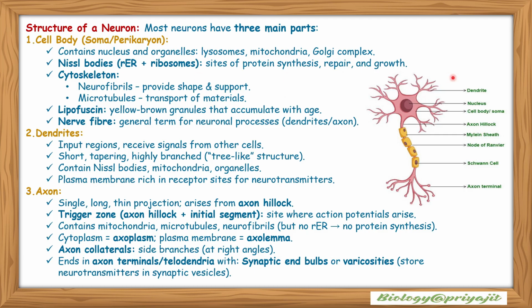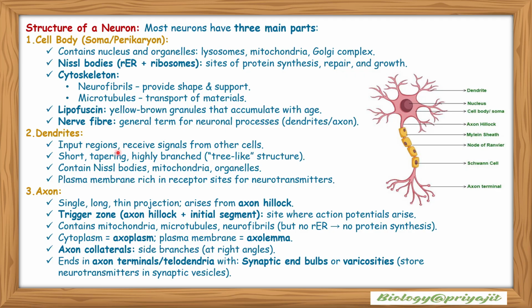It contains a cytoskeleton, which includes neurofibrils that provide shape and support to the neuron soma, and microtubules, which transport various materials. There are also lipofuscin yellow-brown granules that accumulate with age. Nerve fiber is a general term for neuronal processes like dendrites and axons.